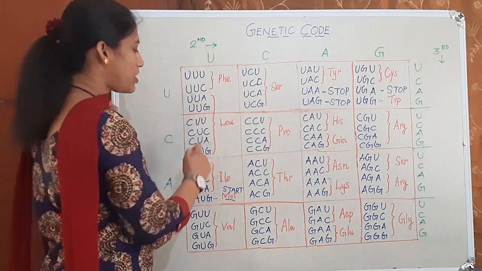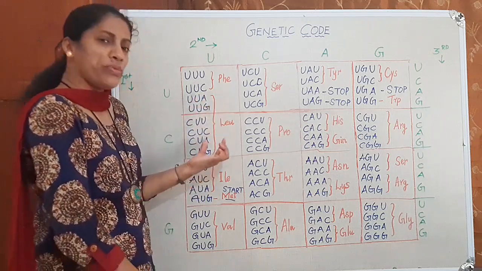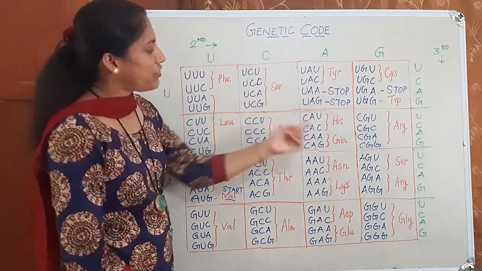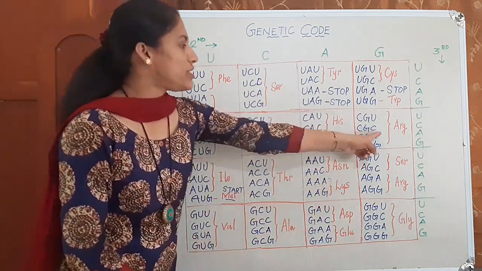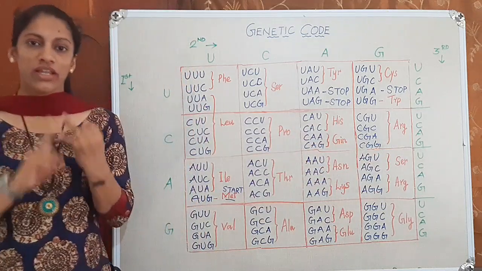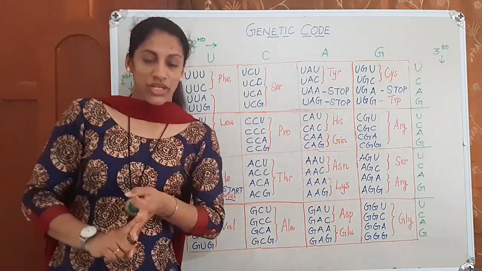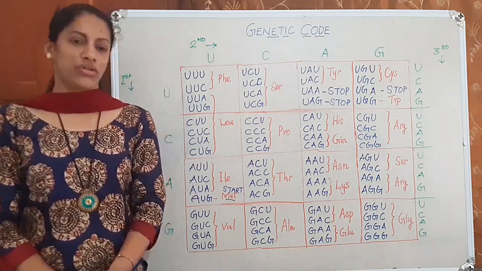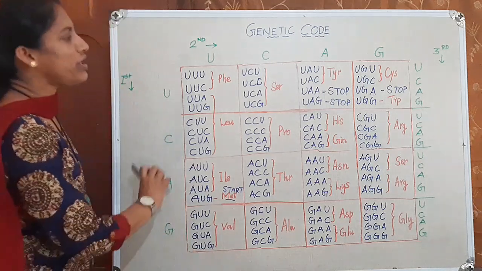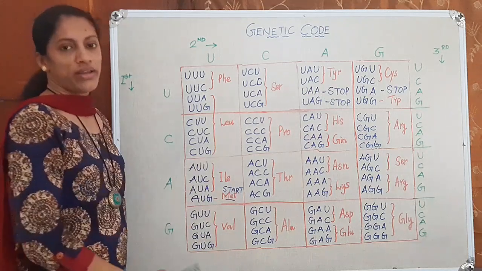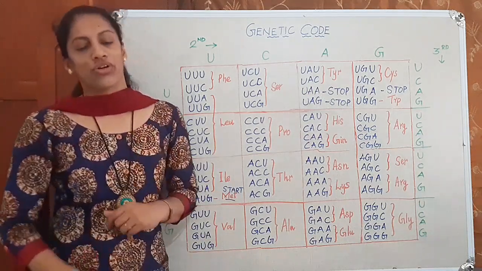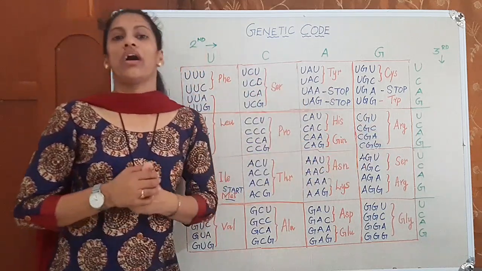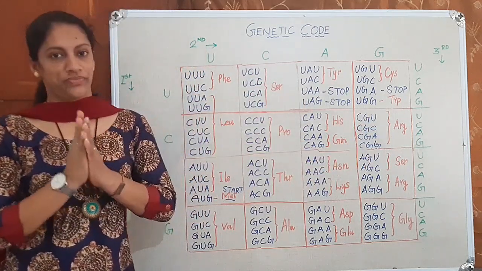One is leucine with 6 codons. No need to memorize all the codons. The next one is serine: here 4, there 2. The last one is arginine. Leucine, serine and arginine have 6 codons each. Methionine and tryptophan have a single triplet codon each, whereas leucine, serine and arginine have 6 codons each.